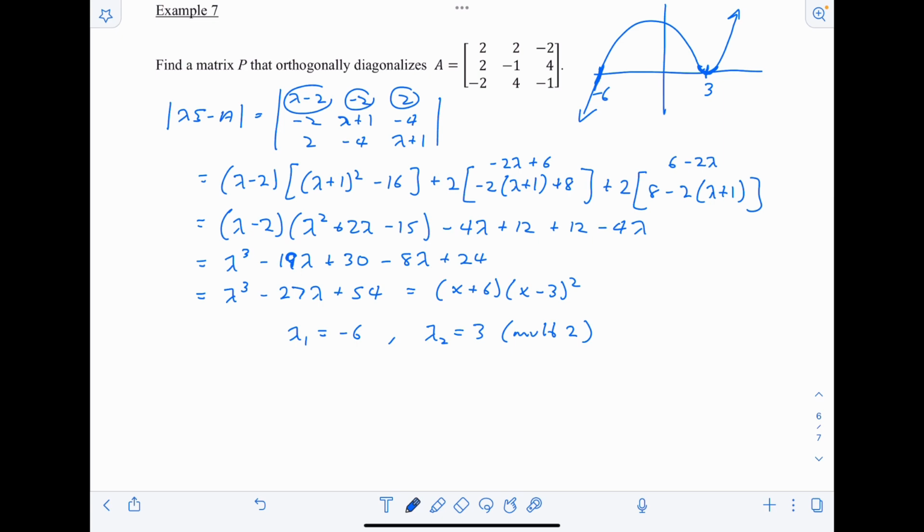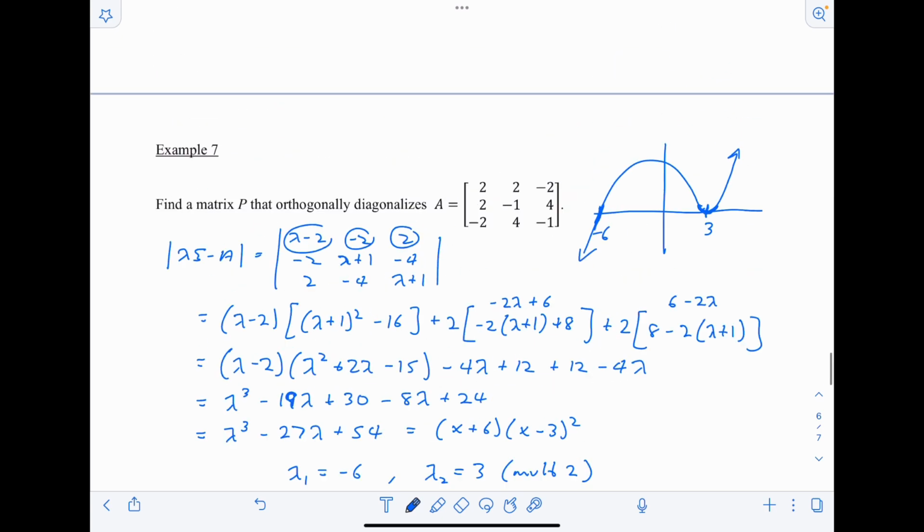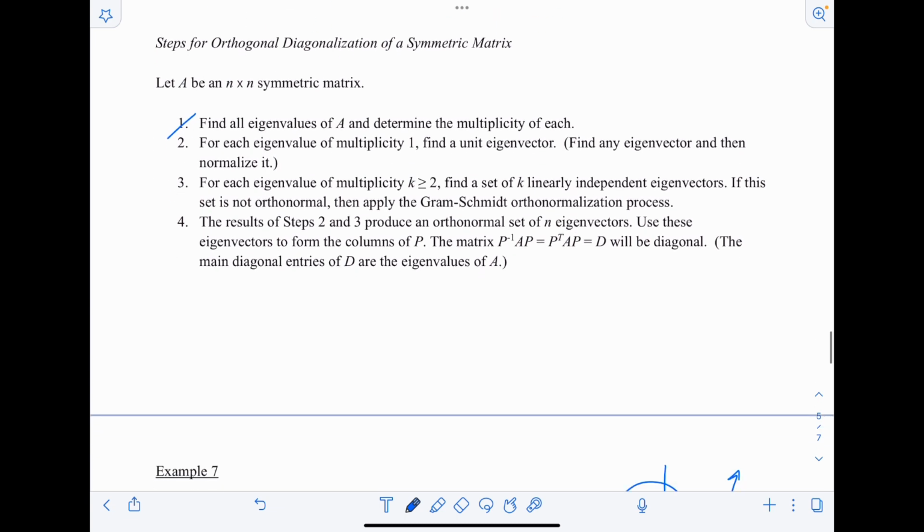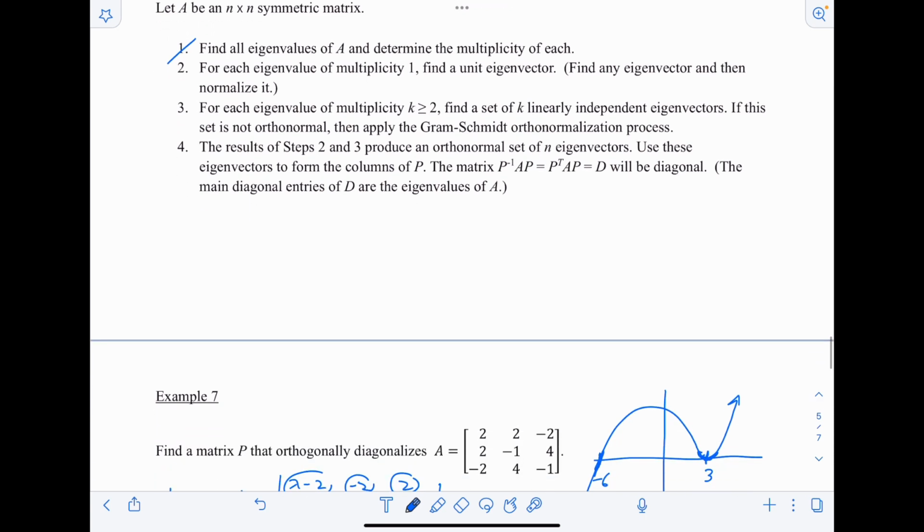Okay, so we've got our eigenvalues. So that was the first part, right? So number 1 is done. Find all the eigenvalues of A and determine the multiplicity of each. Now for each eigenvalue of multiplicity 1, we're going to find a unit eigenvector. So it doesn't matter what we find. Once we get it, we're going to normalize it anyway into a unit vector.